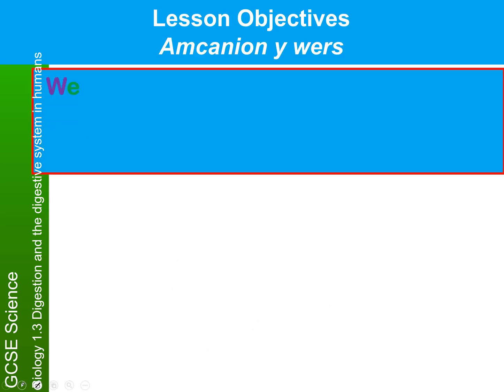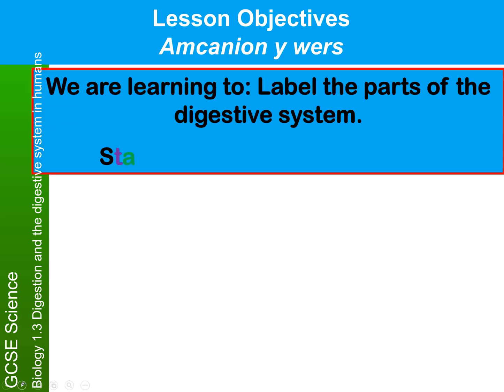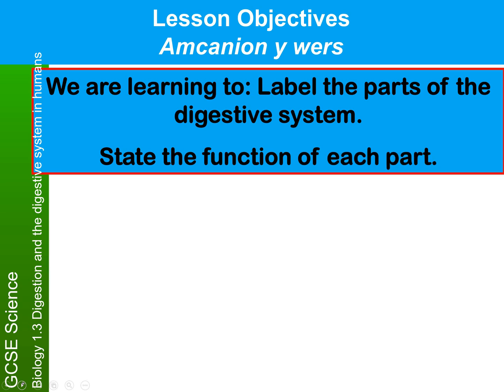Our objectives for today's lesson are going to be to label the parts of the digestive system. So by the end of today's lesson, you should be able to label all of the parts of the digestive system and to state the function or job of each of those parts.